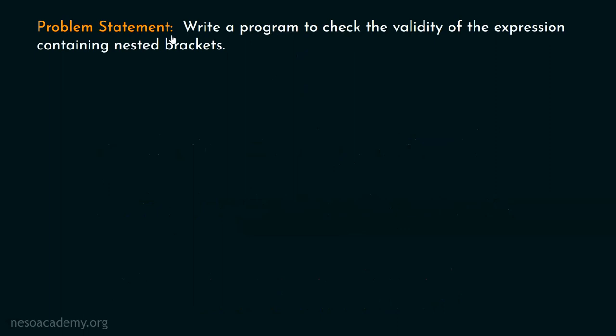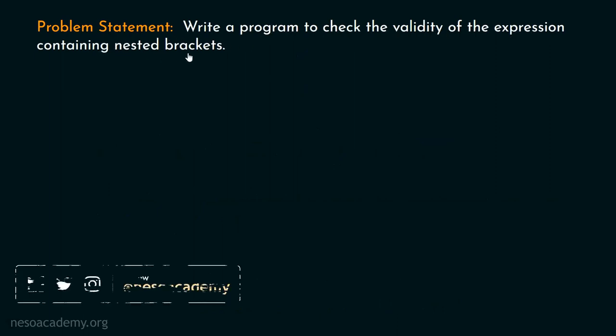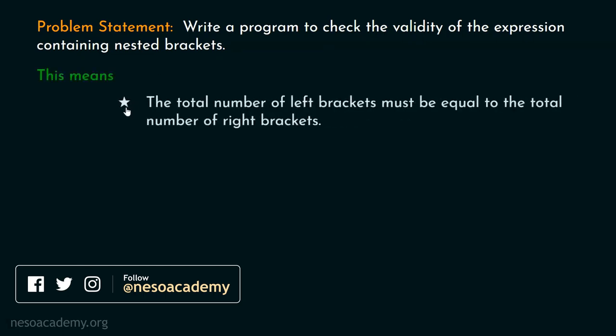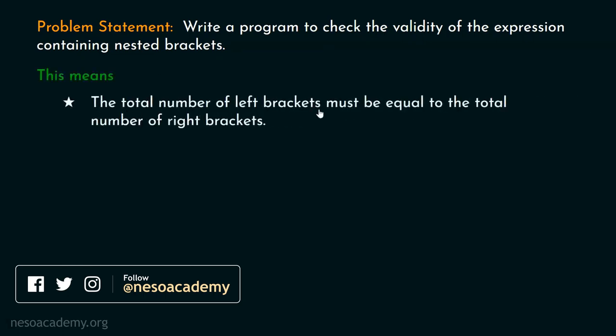This is the problem statement. Write a program to check the validity of the expression containing nested brackets. Now this is quite interesting. We want to write a program to check the validity of the expression containing nested brackets. Now what do we mean by checking the validity of the expression containing nested brackets? This means that we have to check the total number of left brackets must be equal to the total number of right brackets. This is a very important condition.